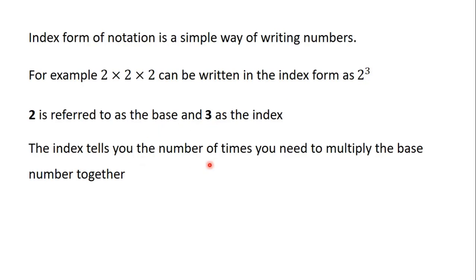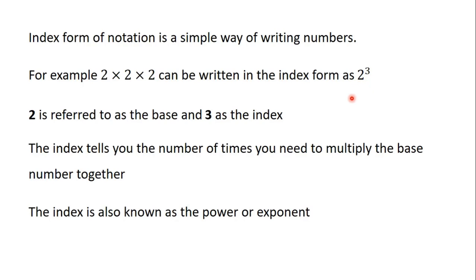When you look at the index, it tells you the number of times you have to multiply the base number together. So here 2 has the index 3, which means that we have to multiply 2 together 3 times. So you have 2 times 2 times 2. So the index tells you the number of times you need to multiply the base together. The index is also known as power or exponent.